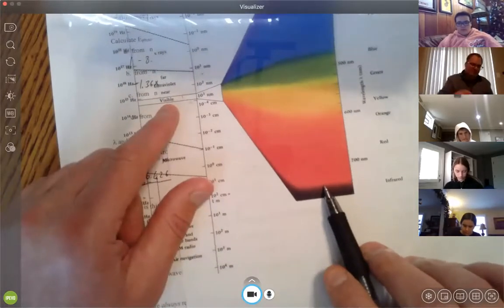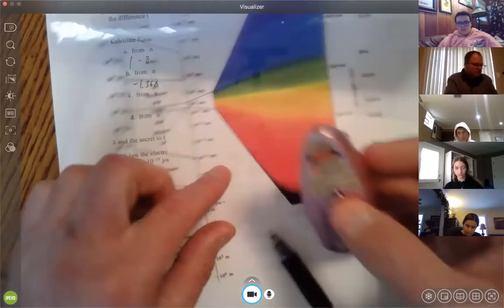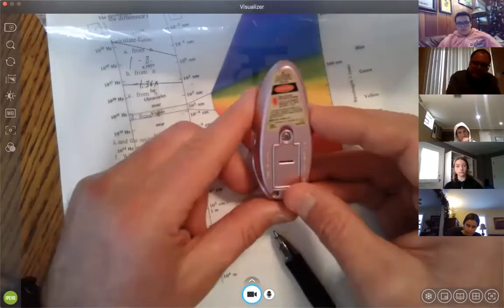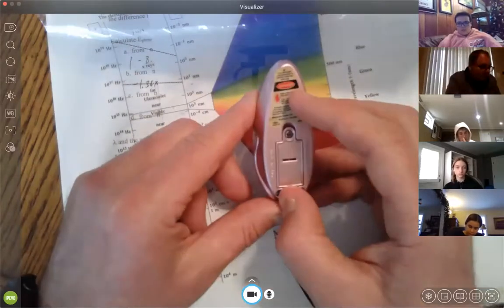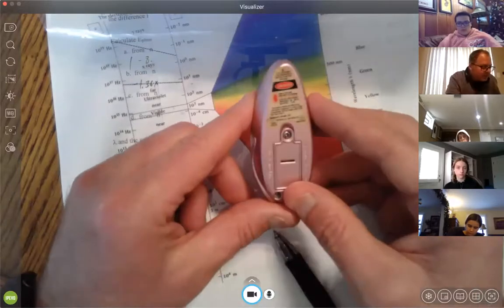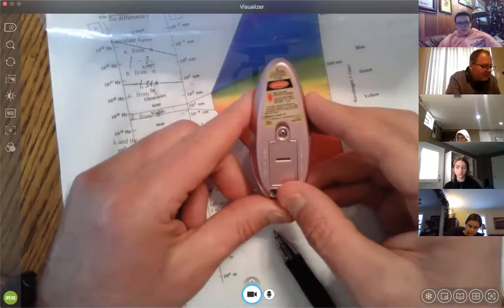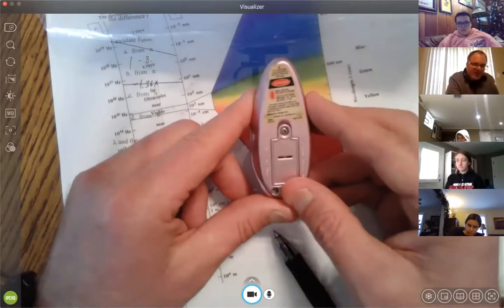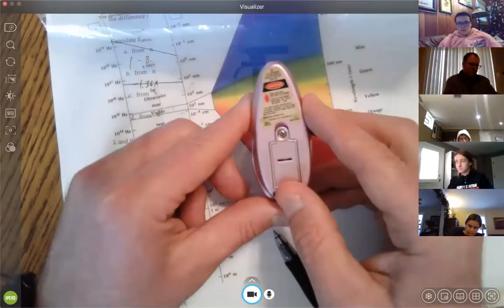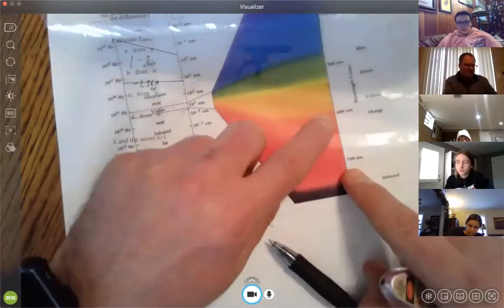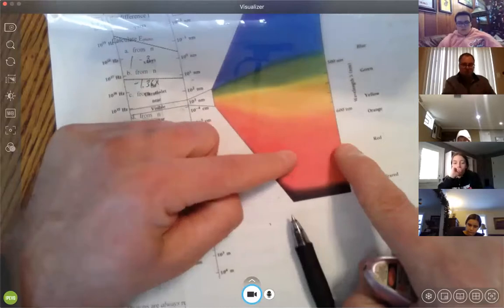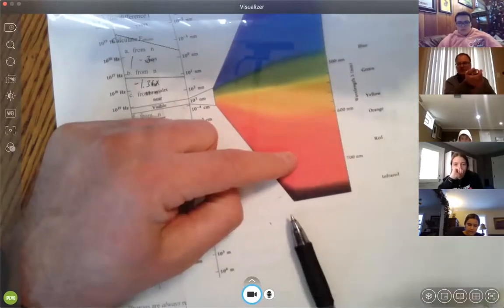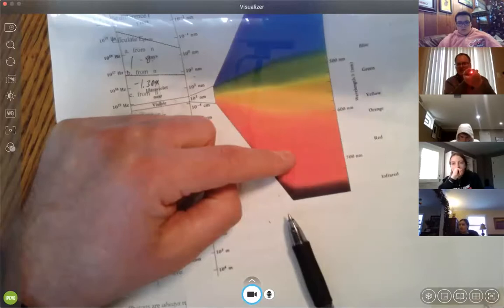If you have a cheap laser, you can look on there and it'll tell you the wavelengths it gives out. Unfortunately, these digital cameras can't pick it up. This is a wavelength of 620 nanometers to 650 nanometers. Well, 620 to 650 nanometers is what color? Red, right? So that gives us a red laser beam.